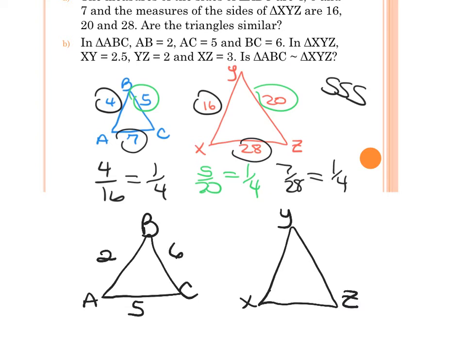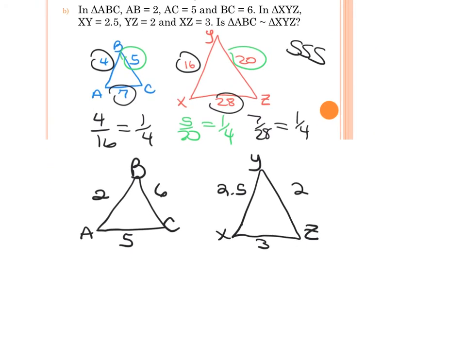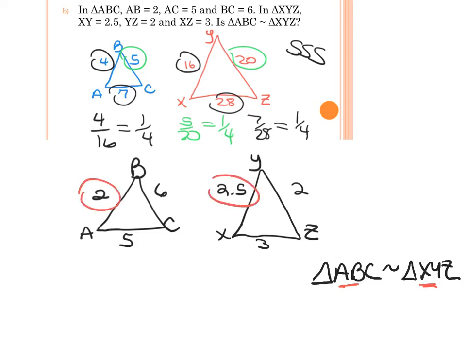And then XY is 2.5, YZ is 2, and XZ is 3. They gave us the similarity statement, ABC similar to XYZ. This is what they want me to check. So let's try it. AB with XY. So AB, XY, so 2 over 2.5.